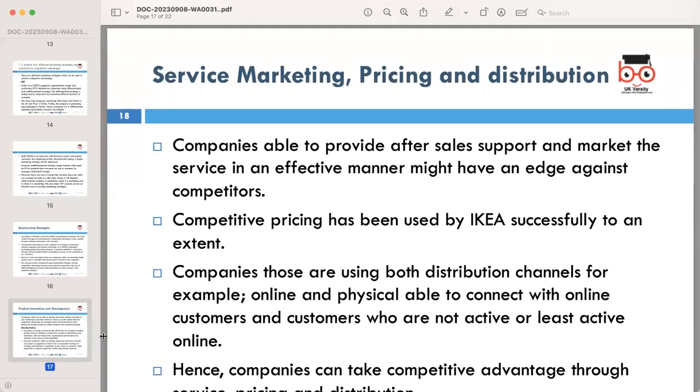So basically, effective after sales support, service marketing, pricing strategies, and distribution methods can contribute to competitive advantage. Effective after sales support and services marketing can provide an edge over competitors. Competitive pricing employed by IKEA can attract customers. Companies utilizing both online and physical distribution channels can connect with a broader customer base. Competitive advantage can be gained through superior service marketing, pricing strategies, and effective distribution methods.